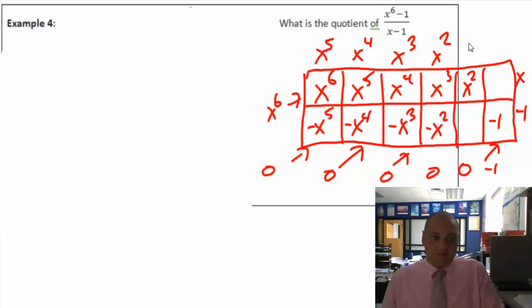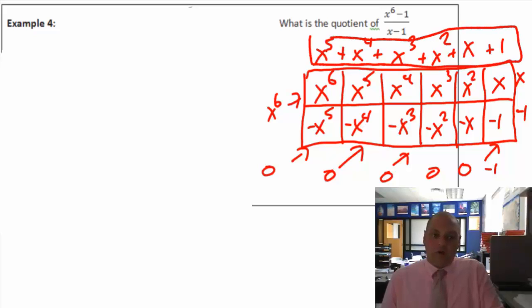X squared. X. Negative x. X. 1. Same pattern. Answer, x to the 5th plus x to the 4th plus x to the 3rd plus x squared plus 1. You're going to need to take a look at these in order to do tomorrow's warm-up.